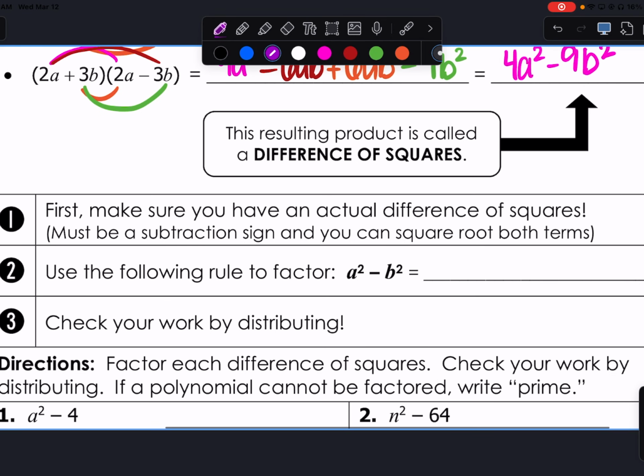So what I want us to do is look here. It says first, make sure you have an actual difference of squares. It has to be subtraction and has to have perfect squares. Second, there is a rule that we can use. So I want y'all to look at the answer, the factored form and the standard form, of our warm-ups. What do y'all notice, if anything?